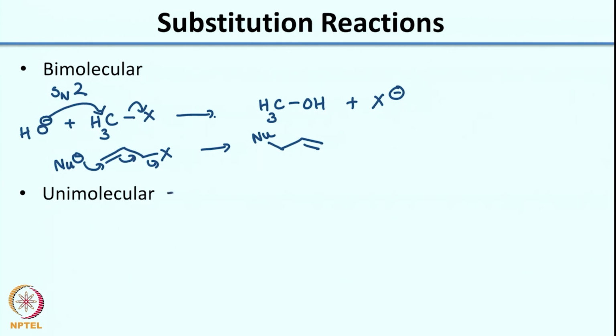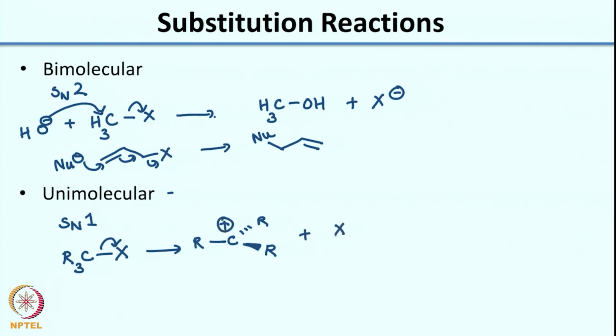The other example is your unimolecular reaction, which is SN1. Now, typically the driving force for this reaction is formation of a stable carbocation. So, the first step is generation of the carbocation, and in the next step you have your nucleophile adding in to give you the product.